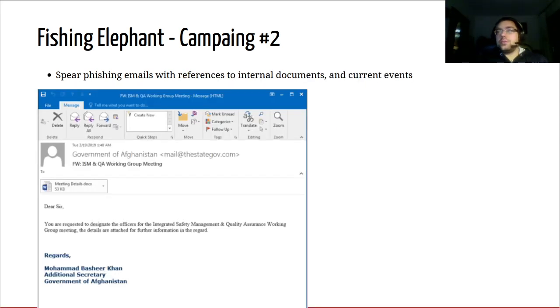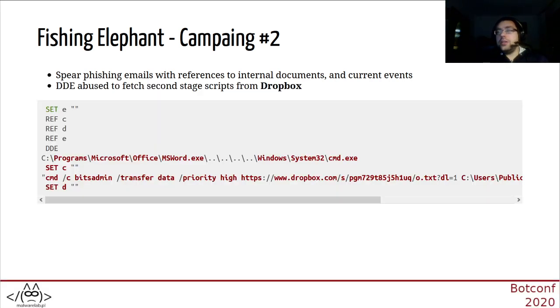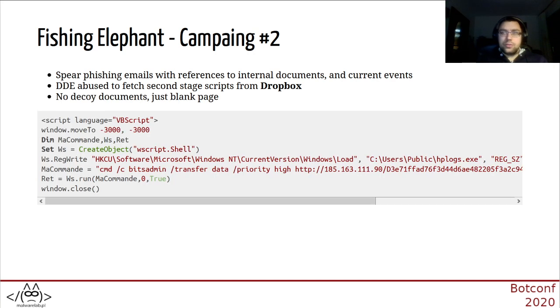Second campaign, a little bit less fancy, I guess. It was just a document with maybe internal names and current events. There was no fancy scheme like redirects to a fake Google Drive or whatnot. It was just a simple document in an email with DDE in order to fetch a batch script hosted on Dropbox and execute it. Later on, we get a VB script that will get malware on our disk and run it. So almost the same style as in the previous case.